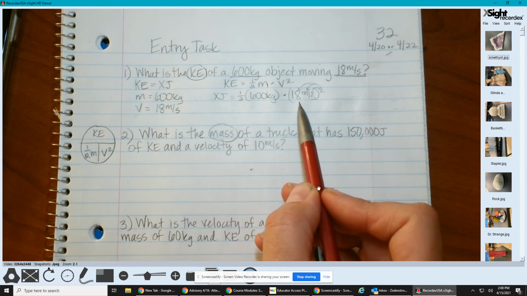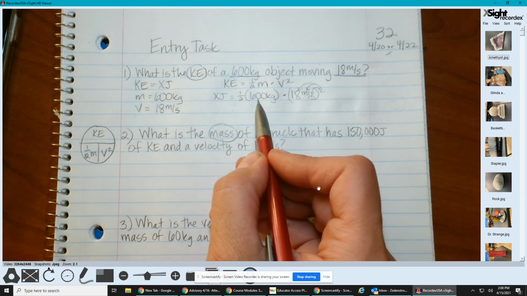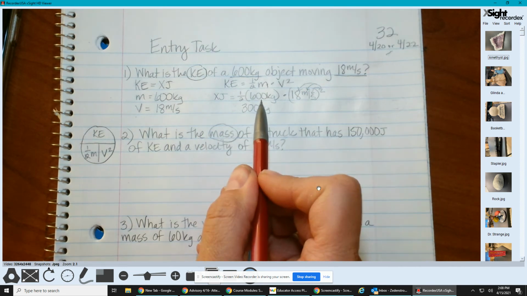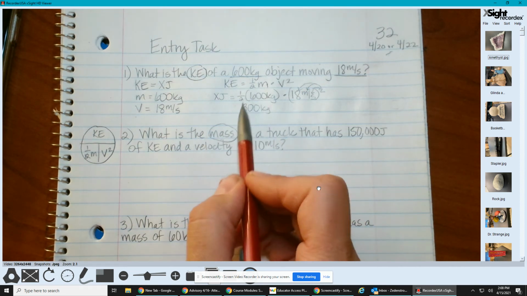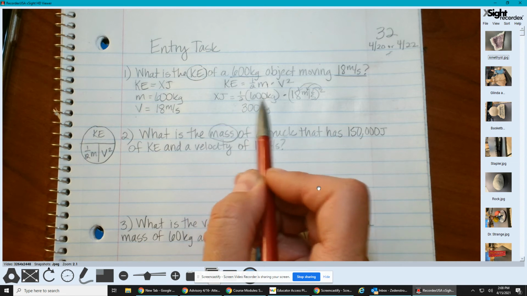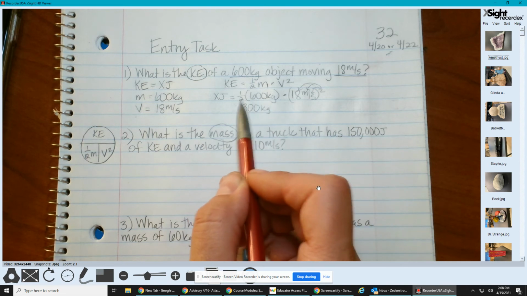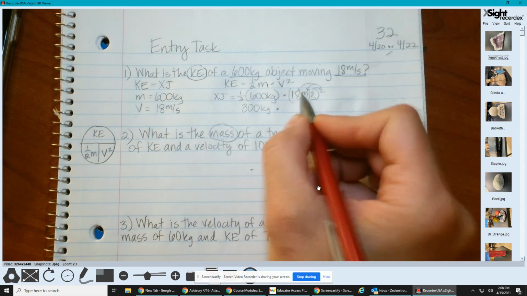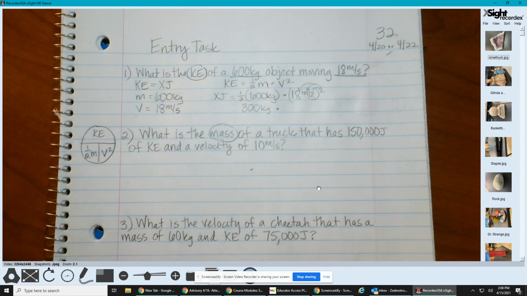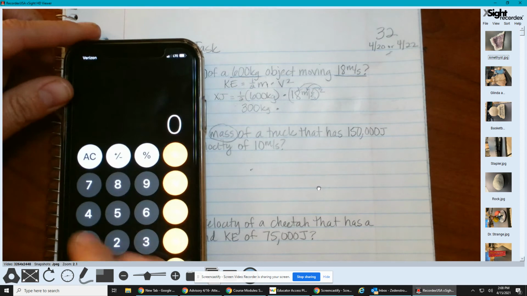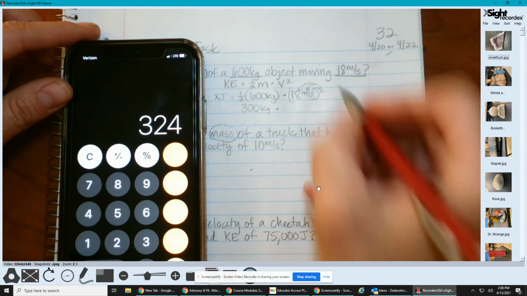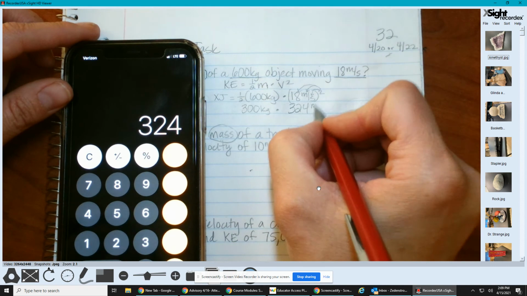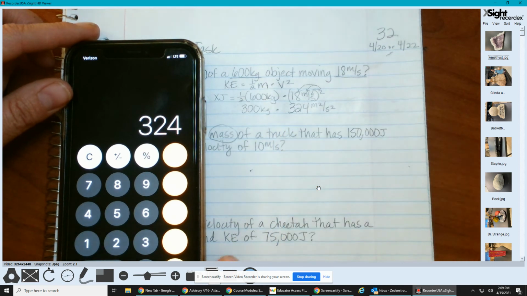So I already know that a half of 600 is 300. So I'm going to put 300 kilograms. If you didn't know that, or you get a number that's harder and you want to multiply in your calculator, remember a half, you can divide the number by 2, or you can multiply the number by 0.5, which is the decimal of 1/2. So 300 kilograms, 18 squared. I know that in my calculator I can do 18 times 18, and that's going to give me 324. But remember, I'm also squaring my meters and my seconds, so it's meters squared per second squared.